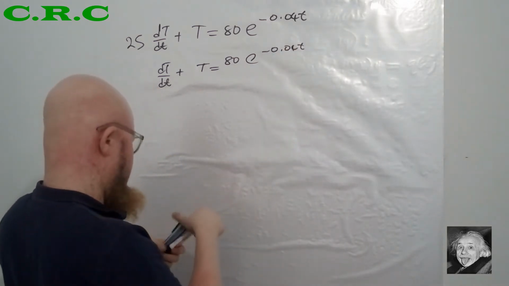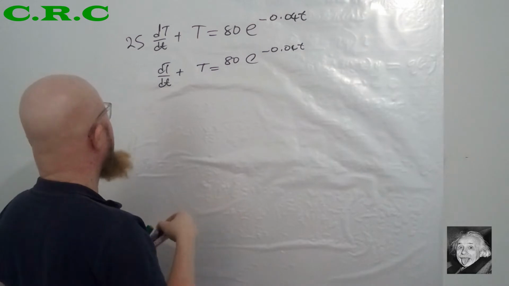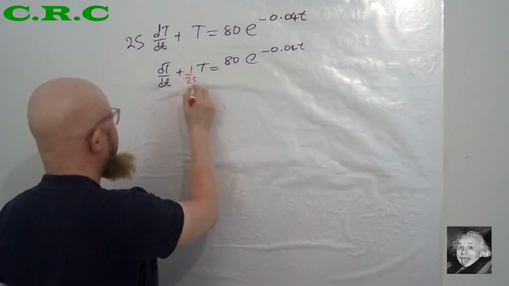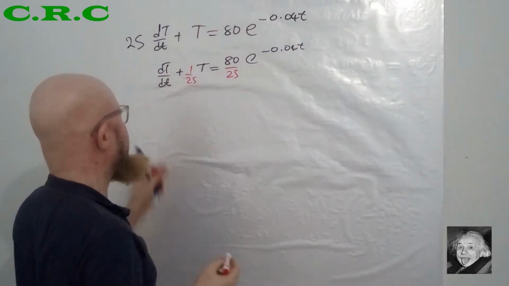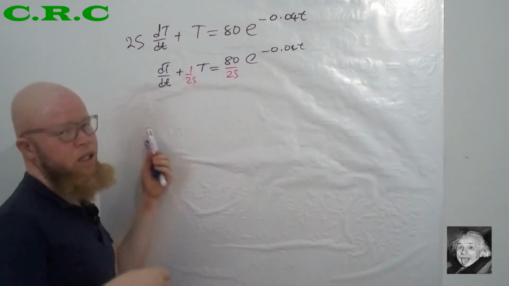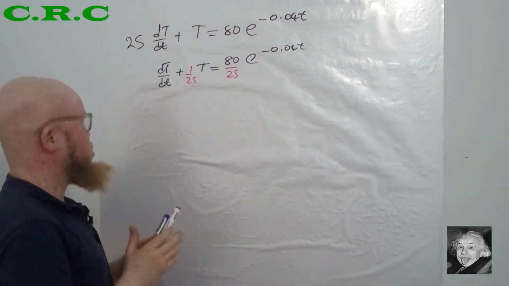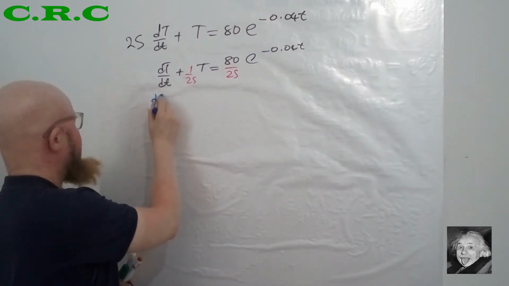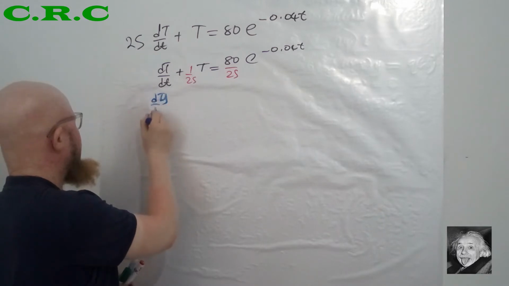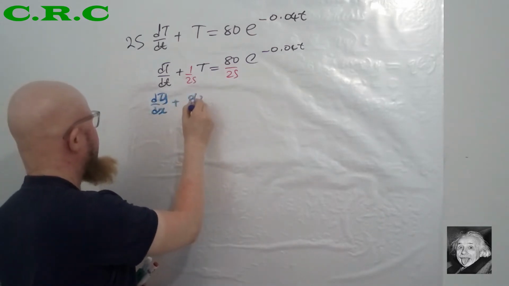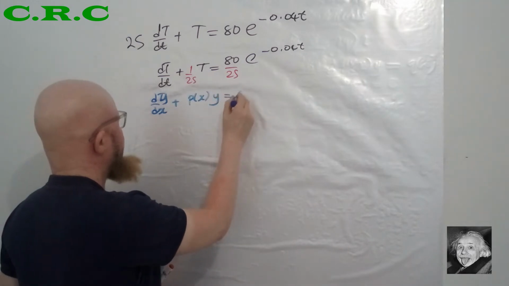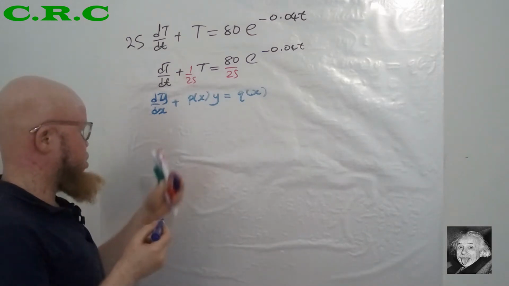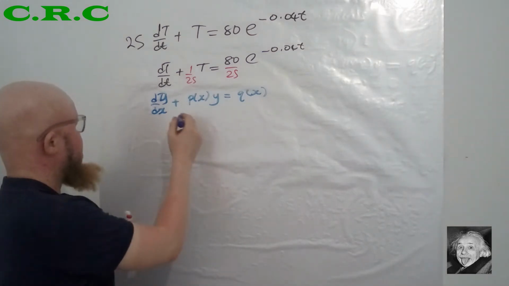So you will have here 1 over 25 and here 25. If you look at it now, it's in a linear ordinary differential equation form. Just to remind you, the standard form was dy/dx plus p of x y is equal to q of x. So you can identify your p of x and q of x here, as we said.